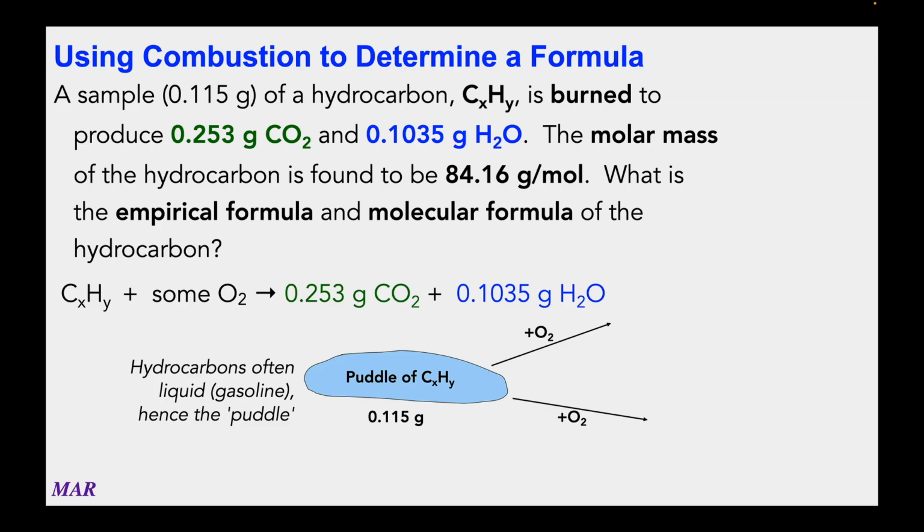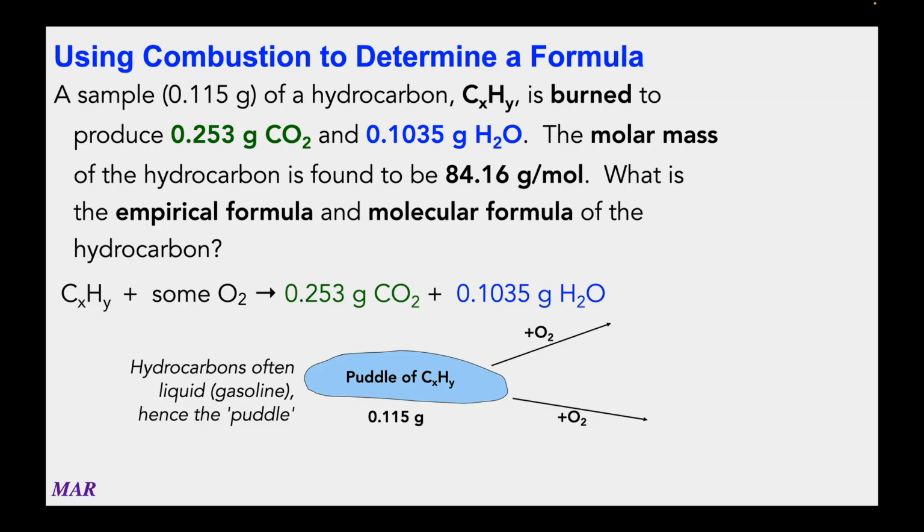We're going to burn it in O2, and at the end we collected 0.253 grams of CO2 and 0.1035 grams of water. Now we also sent the same hydrocarbon off for a molar mass analysis, and we found it was 84.16 grams per mole. We can use this information to first find the empirical formula of our hydrocarbon, and then we'll find the molecular formula. In this process, our compound, our 0.115 grams, had only carbon and hydrogen in it.